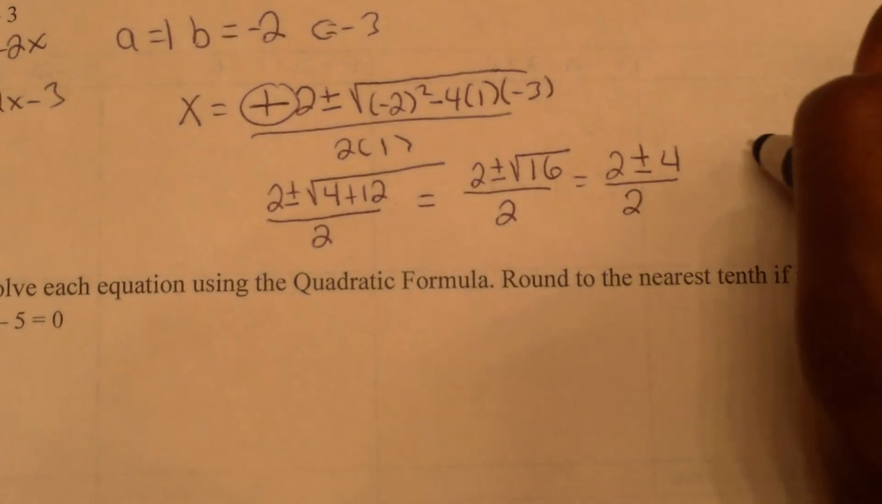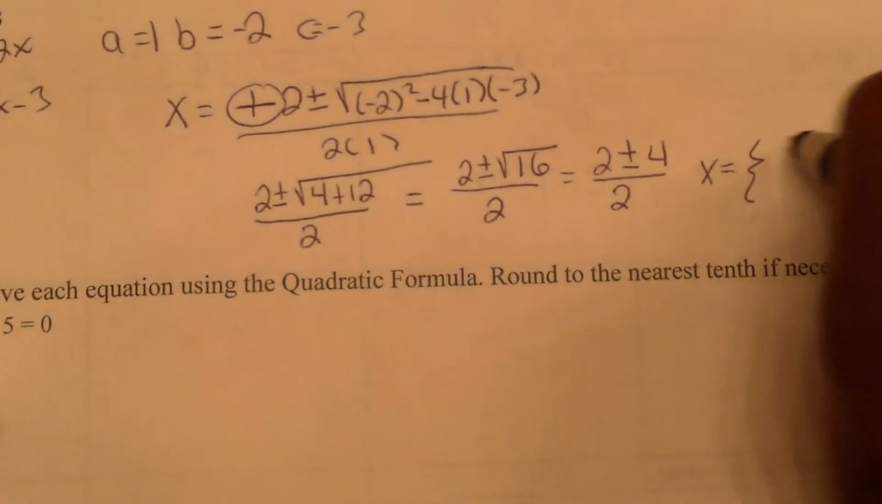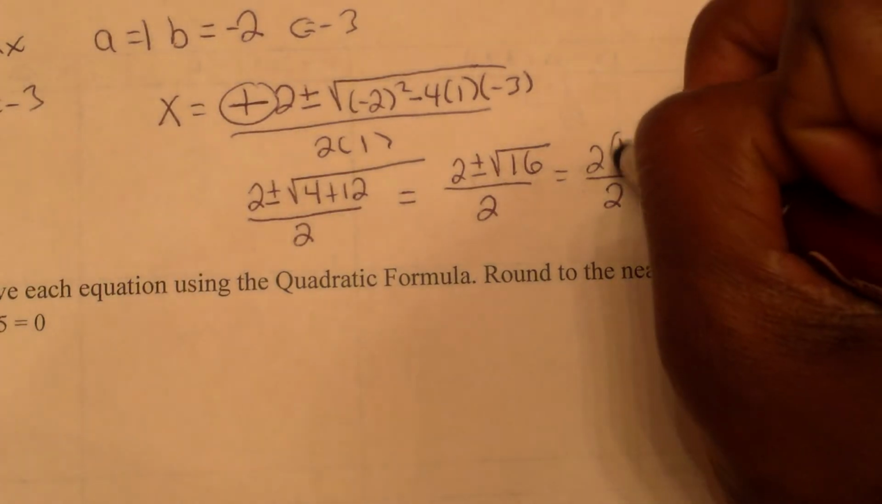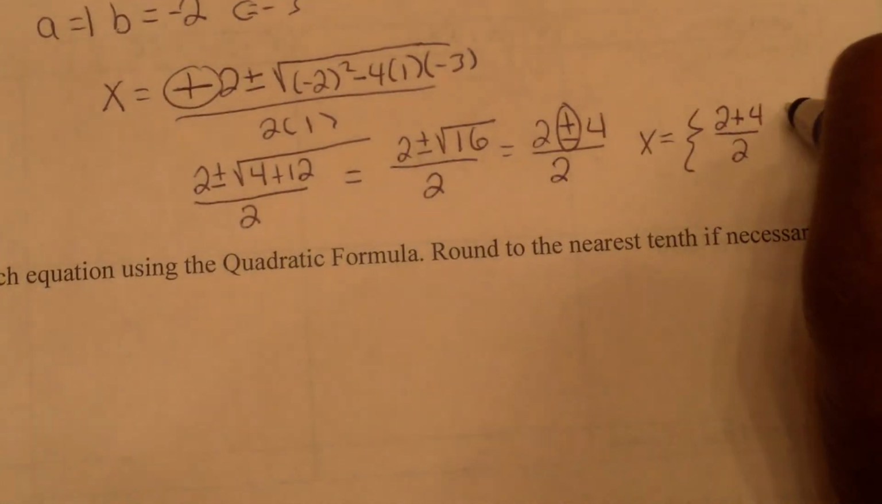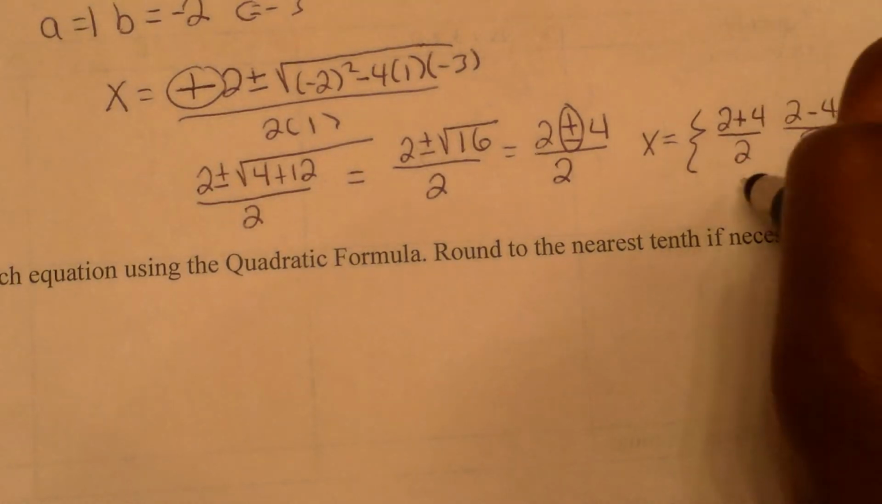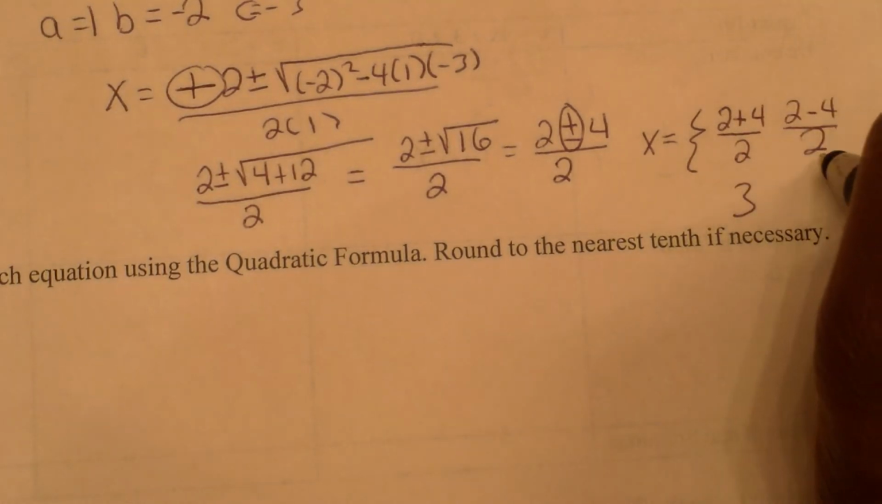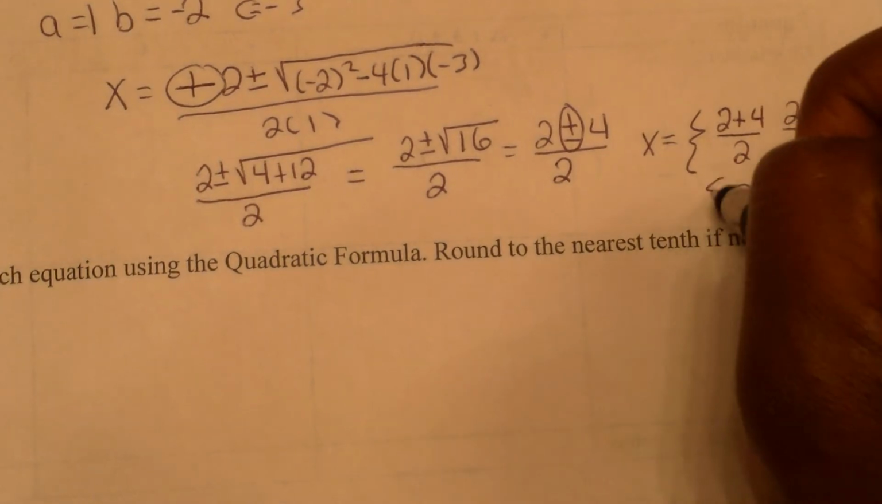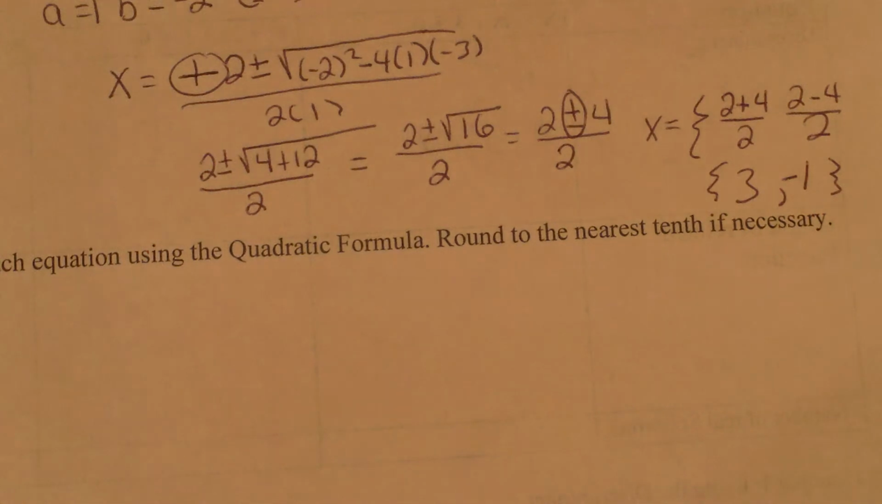And so now we could break it up into our two zeros. So x is going to equal 2 plus 4 over 2. Remember, we're splitting it up. And then 2 minus 4 over 2. That's going to be 2 plus 4 is 6, divided by 2 is 3. 2 minus 4 is negative 2, divided by 2 is negative 1. And so those are our zeros. And if you had factored that, you would have got those two zeros. Everybody got that? All right.